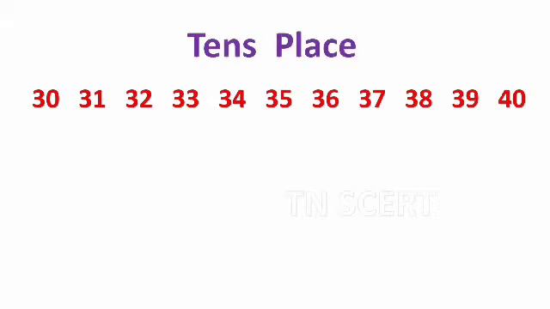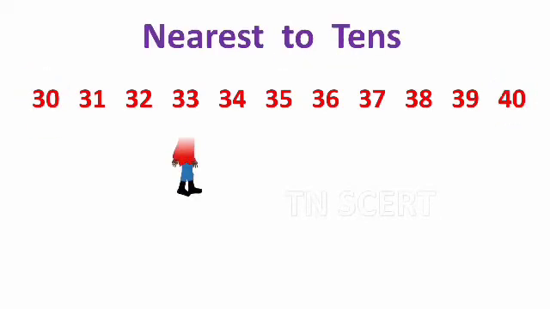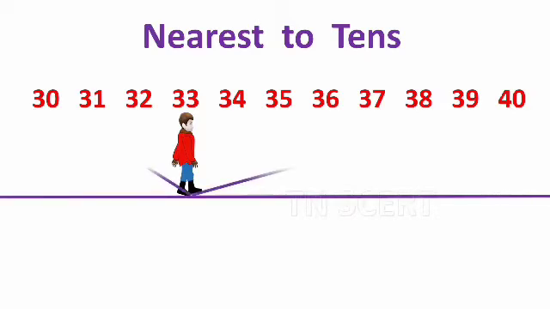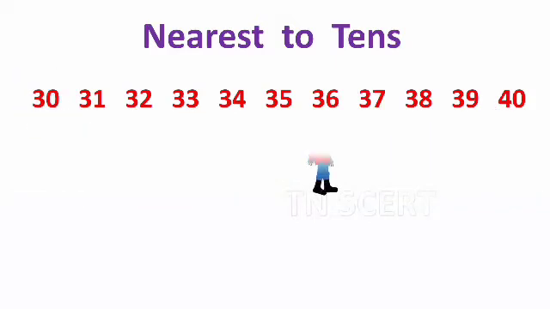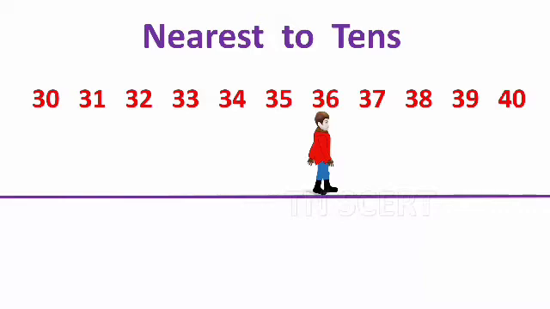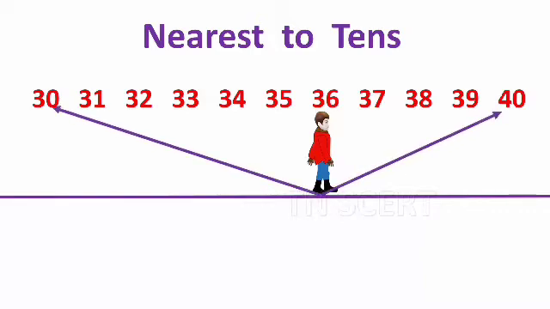Tens place. We can see the boy is standing below the number 33. The nearest tens is 30. Now the boy is standing below 36. The nearest tens is 40.